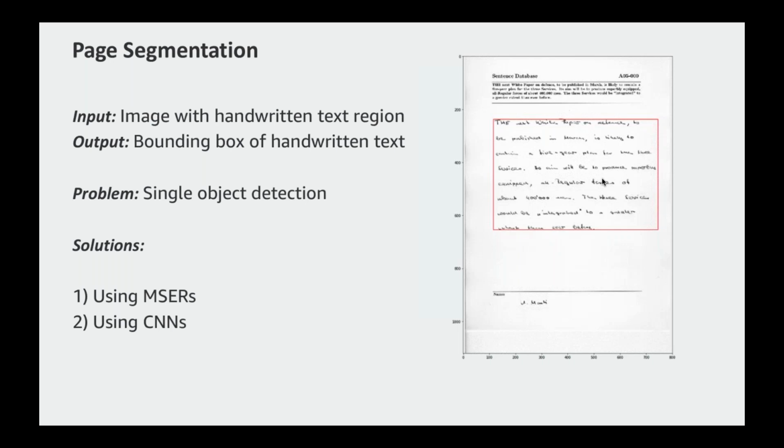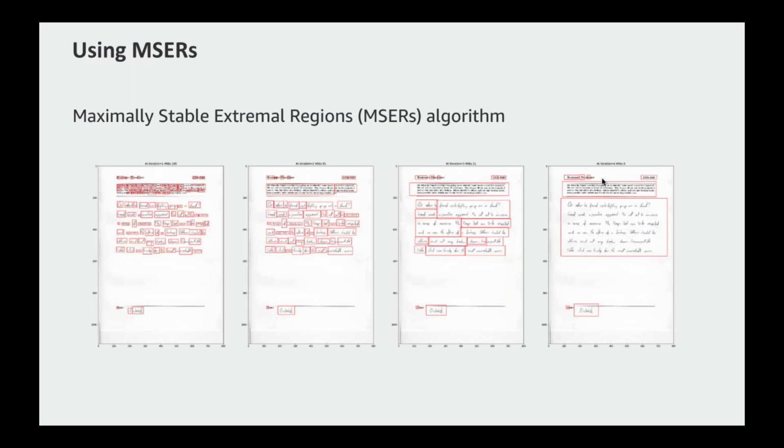Why I say that it's tailored to this task is because all these forms coming from the IAM database are structured in the same manner. There is a printed text at the top, and then you have the handwritten transcript below it. So it's not multi-object detection, it's single object detection. We tried two approaches. When we tried to solve this problem, this was less of a research approach. We wanted to solve the problem, so we were not trying to use the most cutting edge solutions. We wanted to find the best solution that would get us to the answer the fastest. So we tried first a deterministic approach using maximally stable extremal regions.